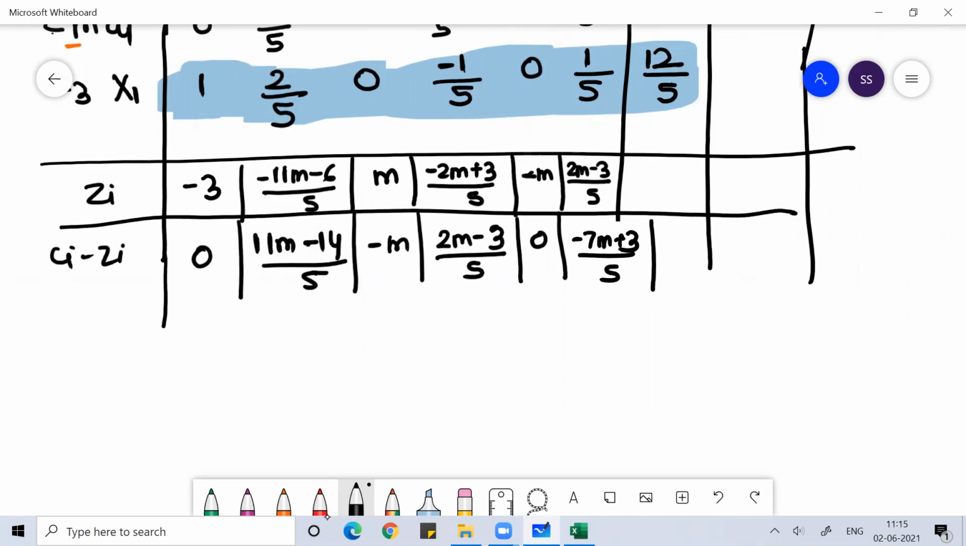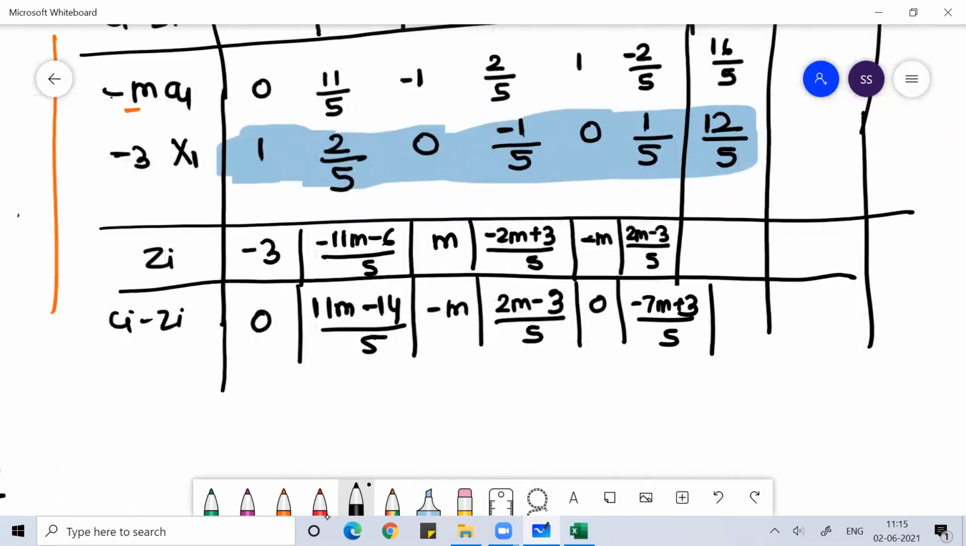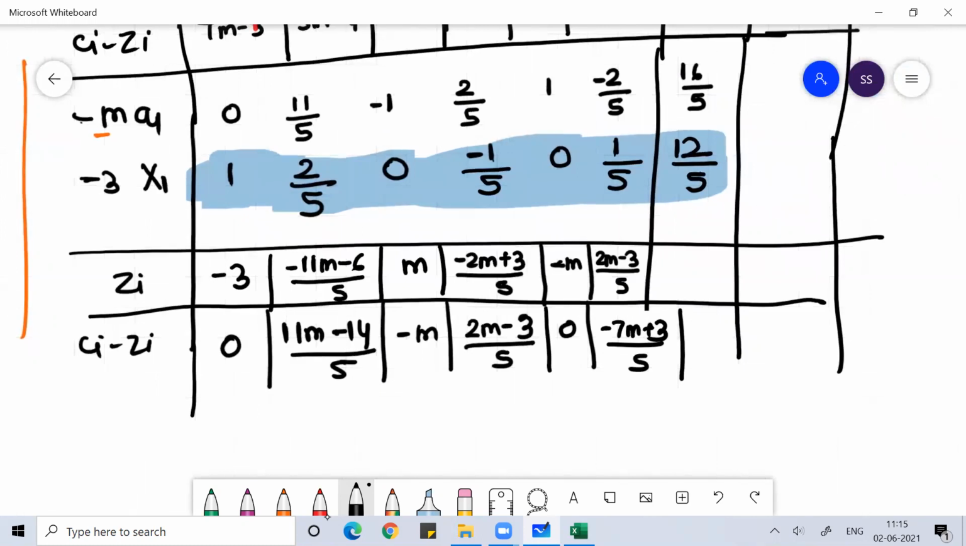So you need to do this. So now you got all the ci minus zi values. So which is the largest, guys? Which one is the largest? If you notice, the positive m value you're getting here and here. Okay, so now which is bigger, guys?